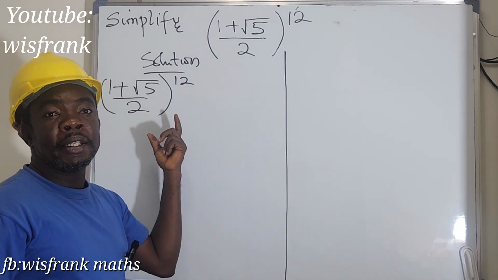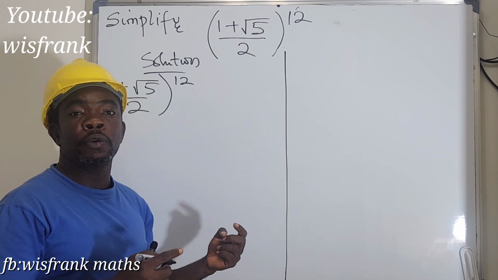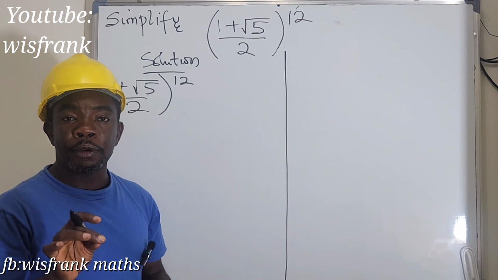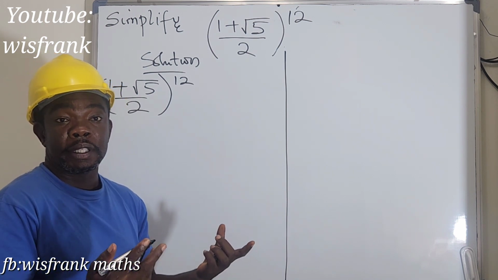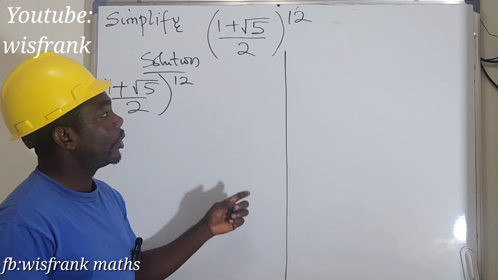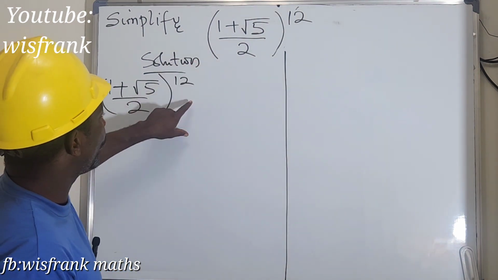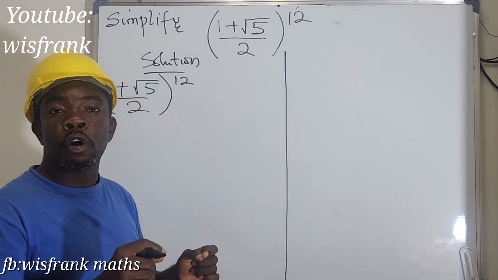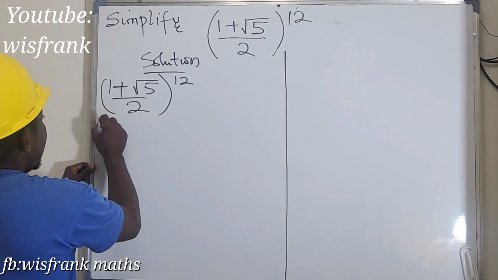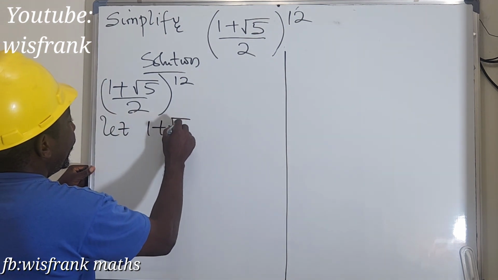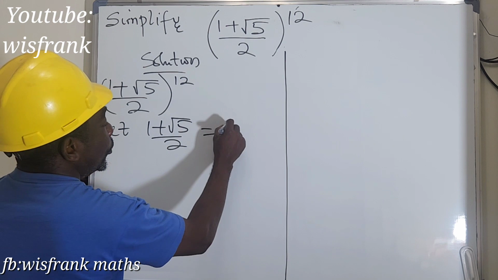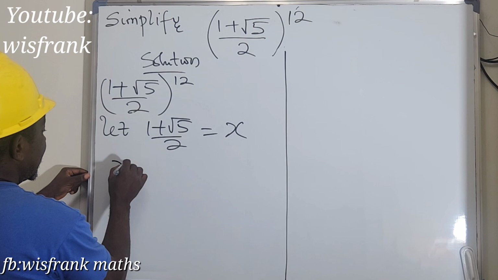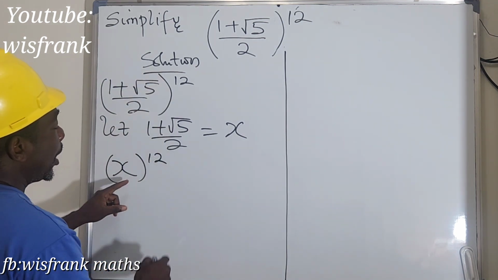We have seen that this is a power of 12 and the value here looks very big. So what we are going to do is simplify to a value that we can interpret, or to the simplest value that we can understand. So the first step that we will apply here is we'll set the inside of the parentheses to become a value. That means we'll say let (1 plus root 5) all over 2 equal x. And when this equals x, therefore our x will be equal to x to the power of 12.